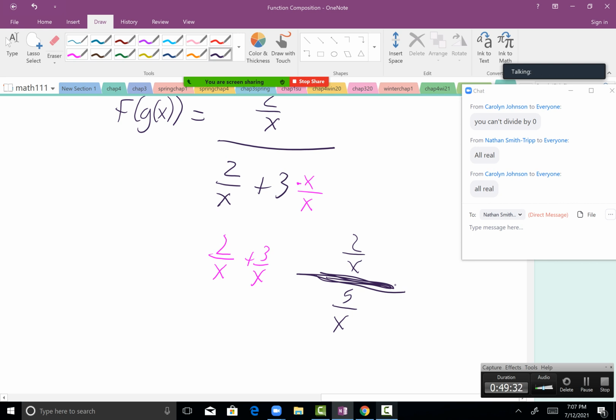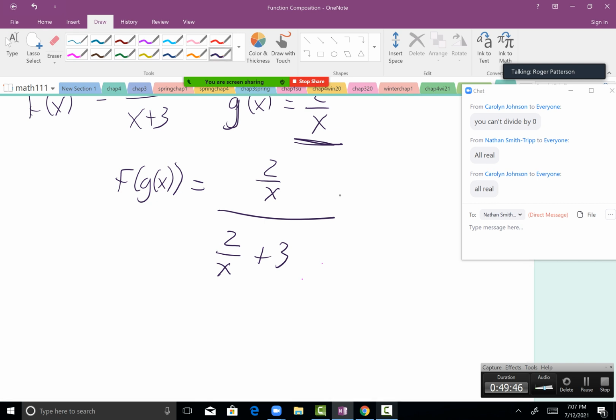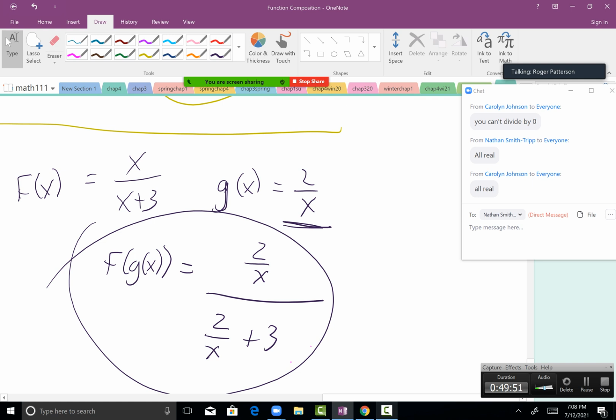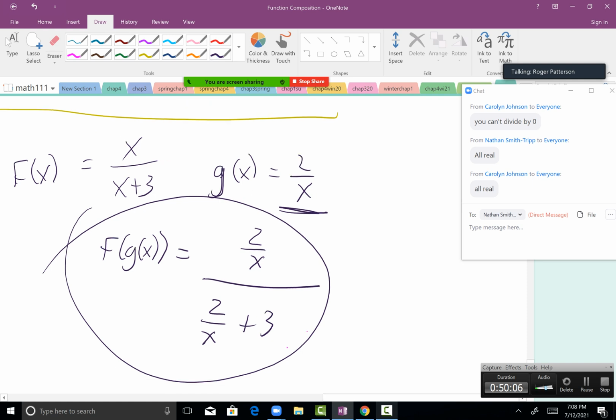Now this thing here is kind of weird. I think we should just leave it, because it's just going to cancel out. Okay, so let's just leave it. So there's what I got. It's kind of a mess. I took the g function and substituted it into the f, and I got this mess.